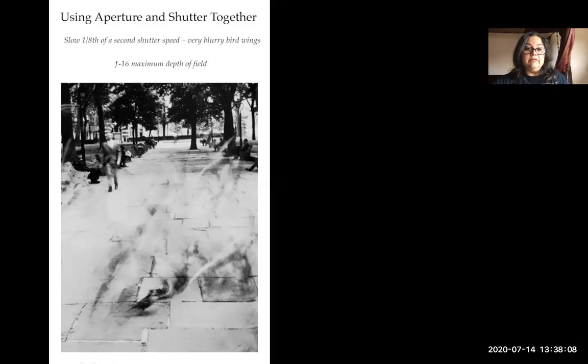There's stuff moving in the foreground, and if we hadn't been told what it was, we might not know that these are birds moving around. We just see a kind of blur of something there.